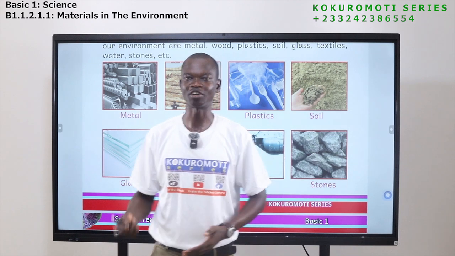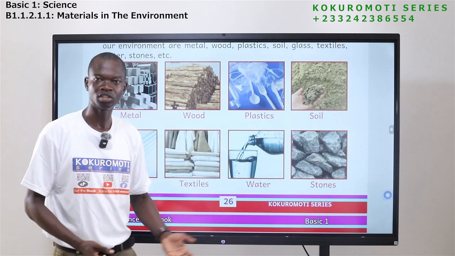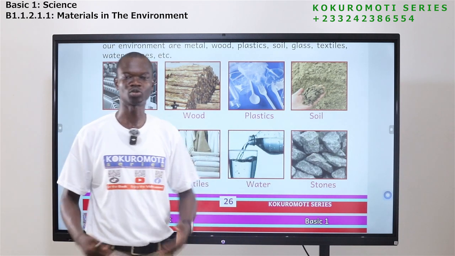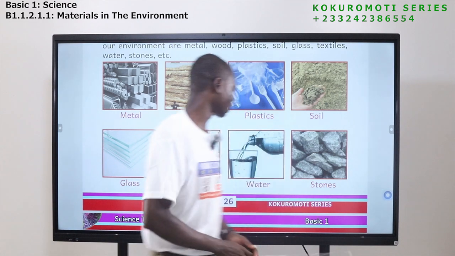So if you are building a house, you should know that you need metal, you need soil, you need wood. All these things are materials. All these things are what? Materials. So materials are things that are used to make what? Objects. Now let's continue.